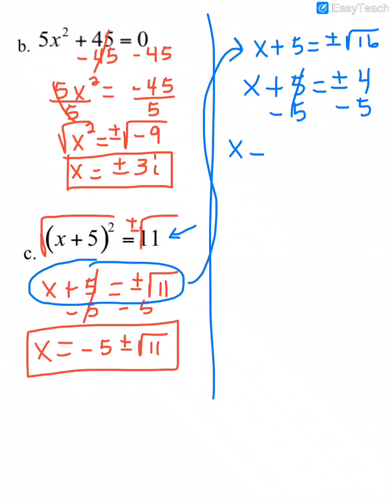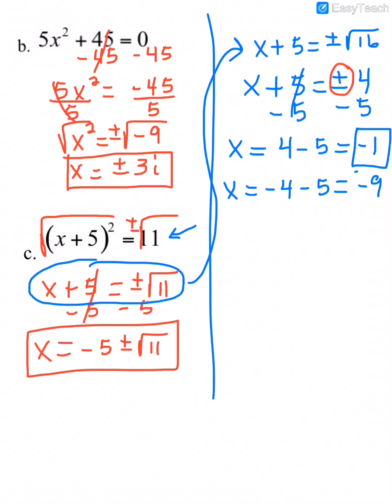So what I'm doing is, I'm subtracting 5 from positive 4, so I'm going to take the positive 4 minus 5, which is negative 1. All right, that's one of my solutions. But because I have a positive 4 and a negative 4, I got to work it out again. I'm going to do x is equal to negative 4 minus 5. Well, negative 4 minus 5 is negative 9. So I get these two different solutions.